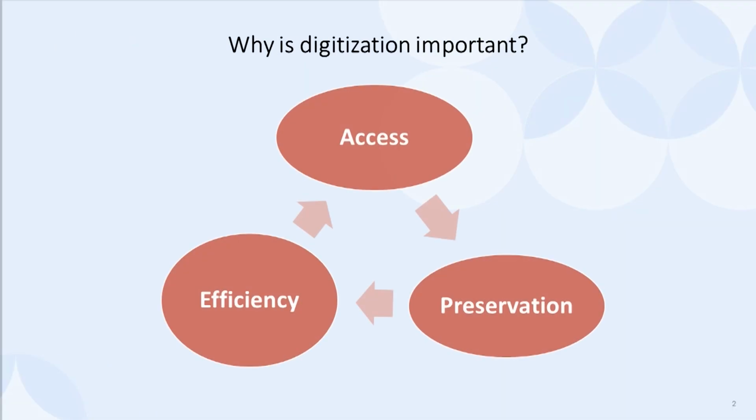Why is digitization important? That is the most important question. Digitization allows people to access information more easily, especially when the original materials are fragile or difficult to access. Preservation: digitization can preserve rare materials like books, images, and documents for future generations. Efficiency: digitization can improve efficiency by automating tasks and streamlining processes.